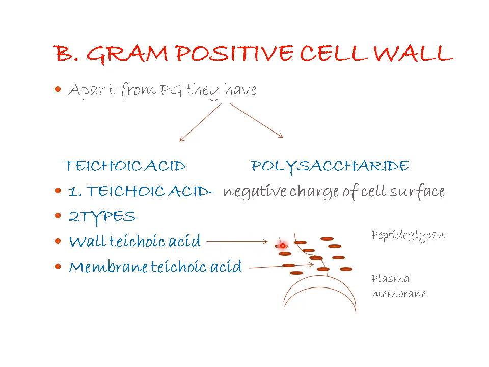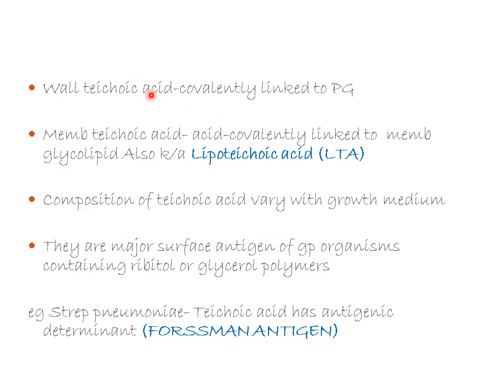Wall teichoic acid is attached to the peptidoglycan layer, whereas membrane teichoic acid goes all the way to the plasma membrane. Wall teichoic acid is covalently linked to the peptidoglycan, as we have seen in the earlier diagram, whereas membrane teichoic acid is covalently linked to the membrane glycolipid, hence it is called lipoteichoic acid. So membrane teichoic acid is known as lipoteichoic acid. This is an important component.